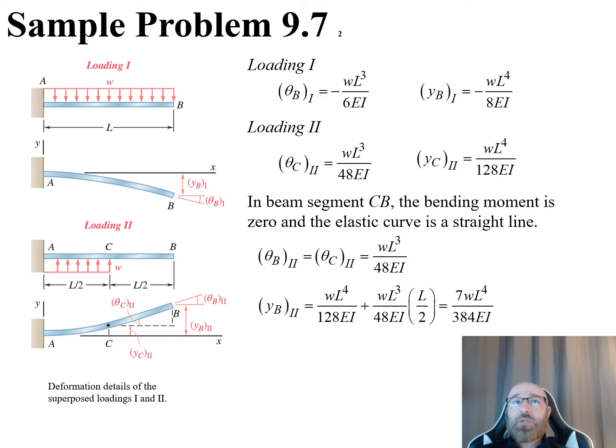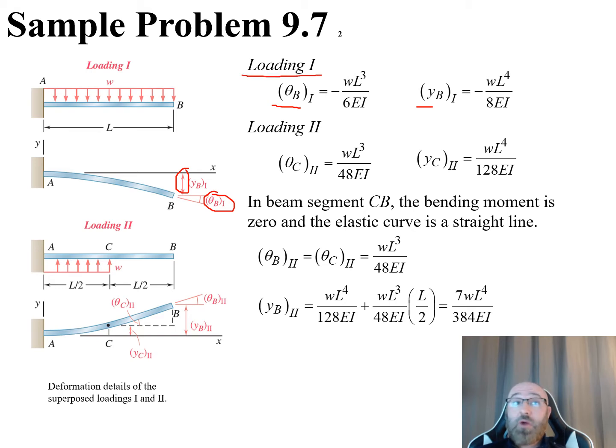So what we want to do with this problem is go back to our governing equations we saw at the beginning of the chapter in order to calculate our theta sub B and our y sub B. So again, our theta sub B is our angle here and our y sub B is our deflection there. So we can go back to our general governing equations and we plug in for those. We look at this for just our loading 1.